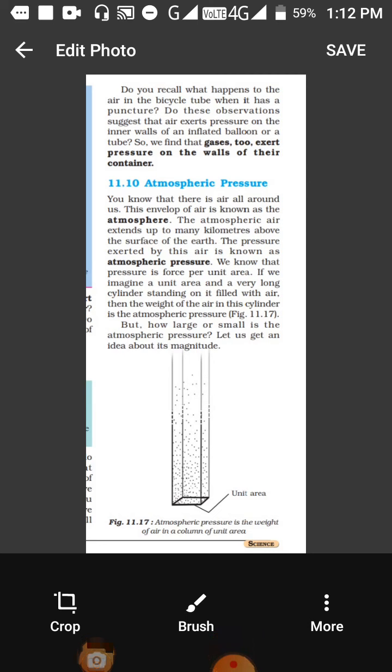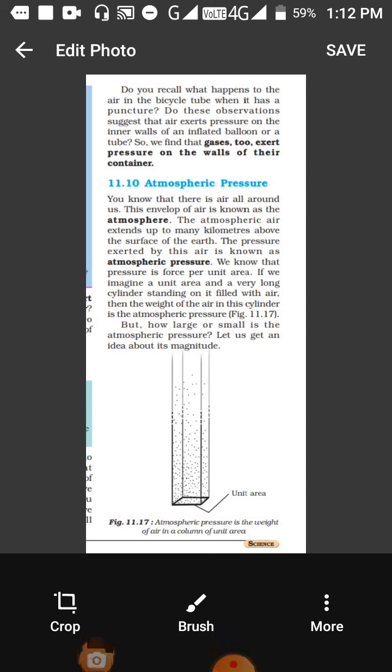Yes, when we fill air in a balloon, then the air exerts pressure on the balloon outwards. When we fill air in a tube, it exerts pressure on the walls of the tube. So we find that gases also exert pressure on the walls of the container, and it is seen that this pressure is equal in all directions. So the air exerts pressure, just as a liquid exerts pressure, which is equal in all directions, and atmospheric pressure is the pressure exerted by air.